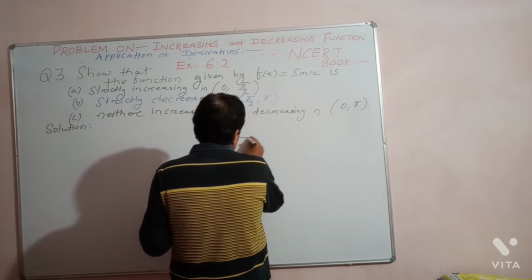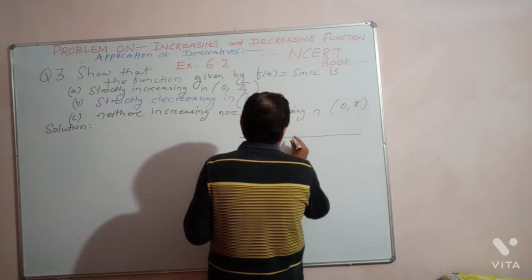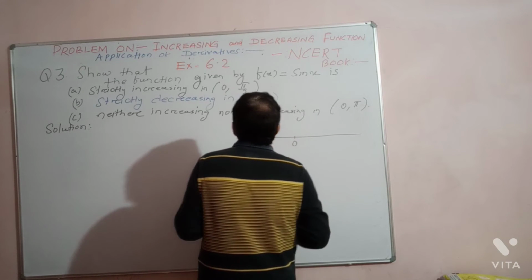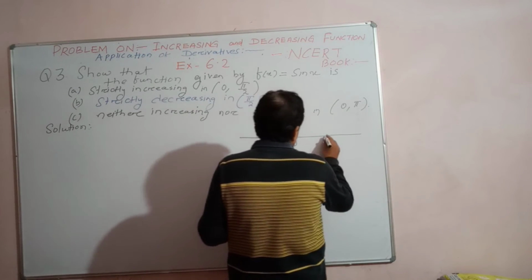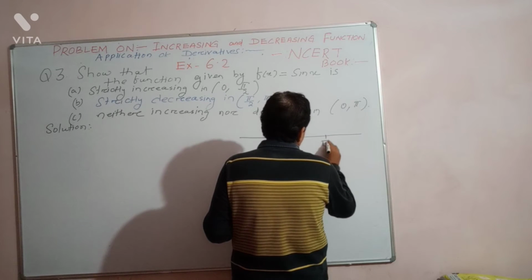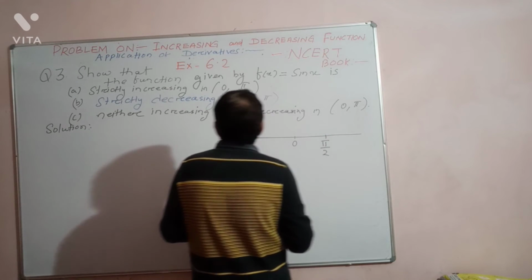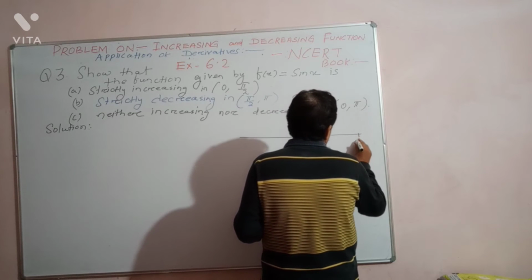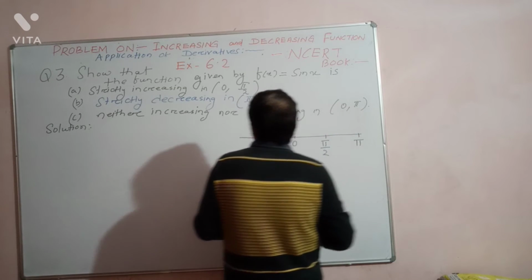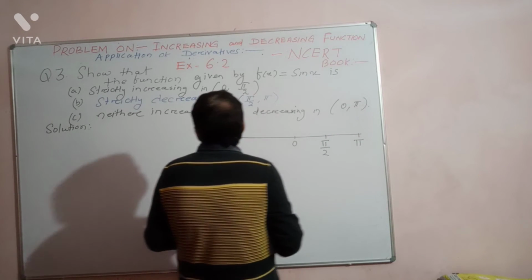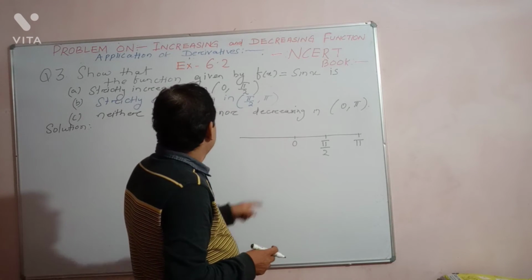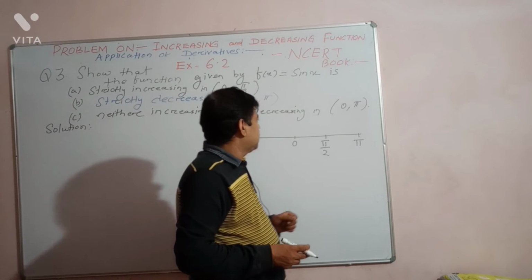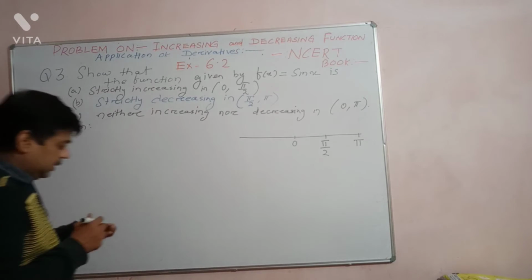Let us draw the interval. Here you see, this is 0, and 0 to pi by 2, understand or not, and this is pi. So you see in 0 to pi by 2 the function is strictly increasing, and in pi by 2 to pi the function is strictly decreasing. We have to prove that.